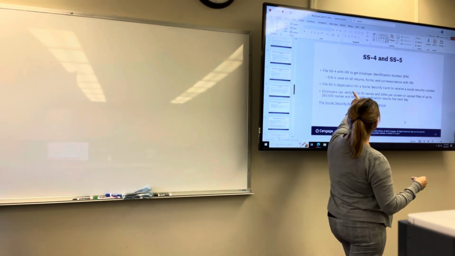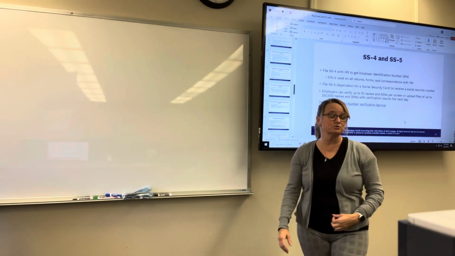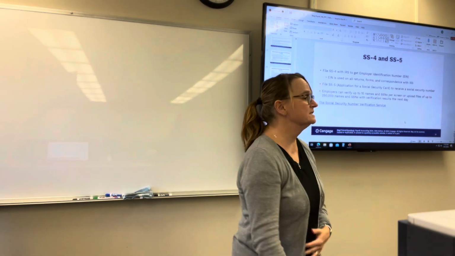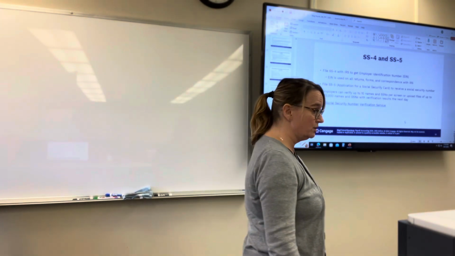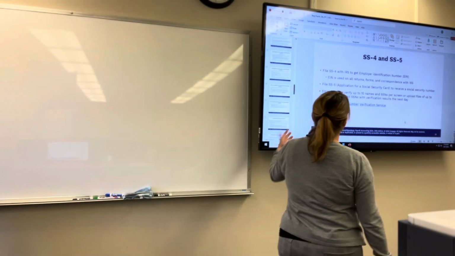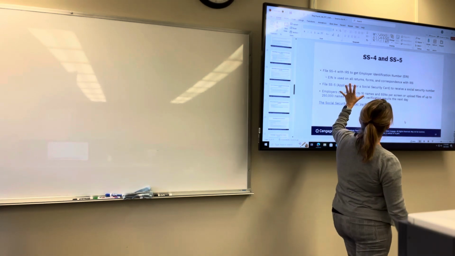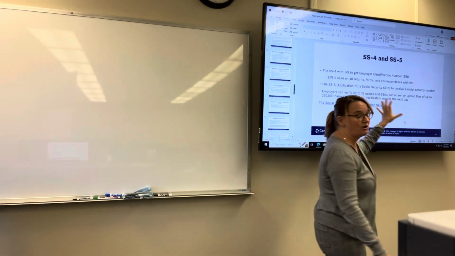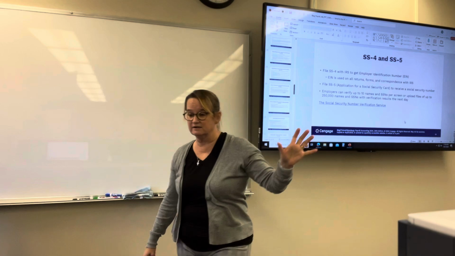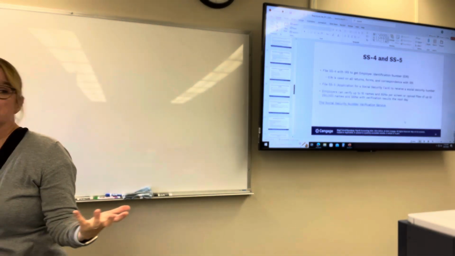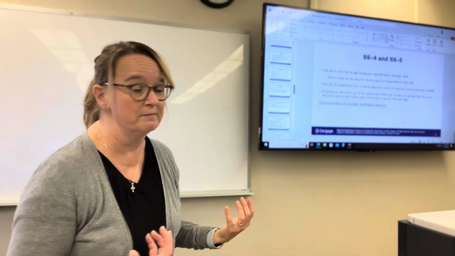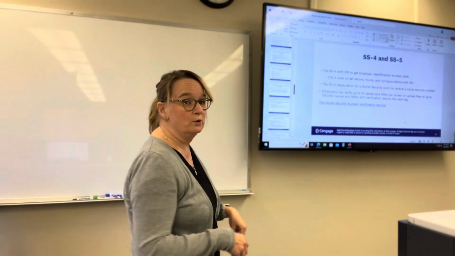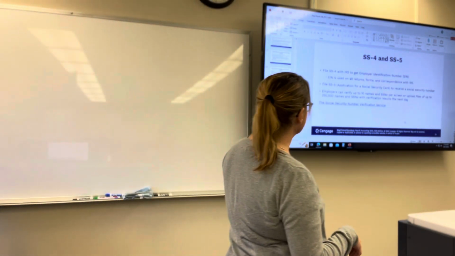SS5 is an application for a social security card. This would be for an individual who does not have a social security card, like if they cannot locate their social security card and they need to get a copy. That's on an individual basis, just kind of an FYI. So if you have an employee who cannot locate their social security number, they can fill out an SS5 form and another one will be sent to them.